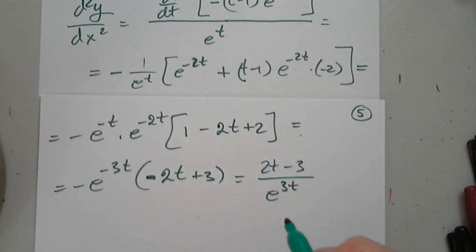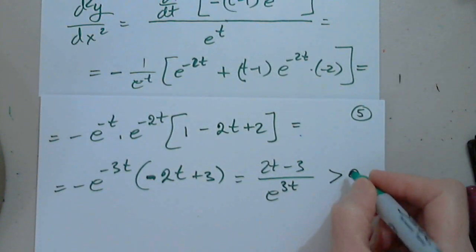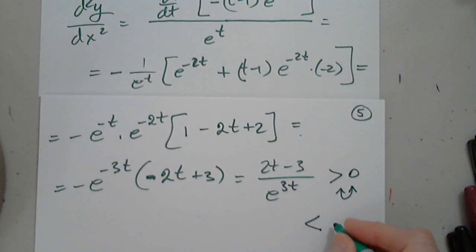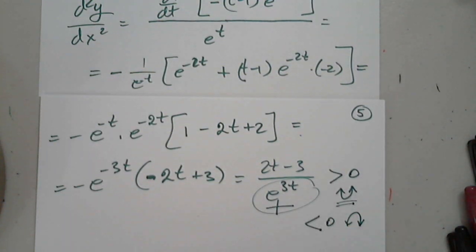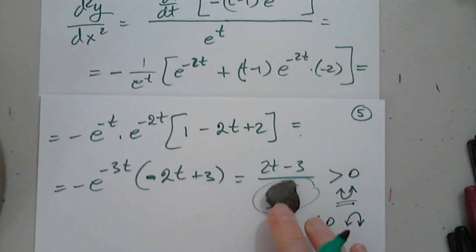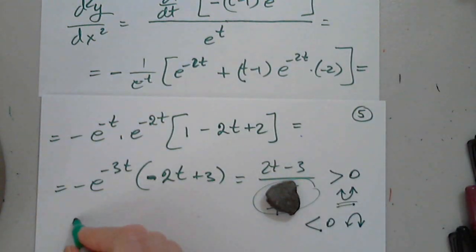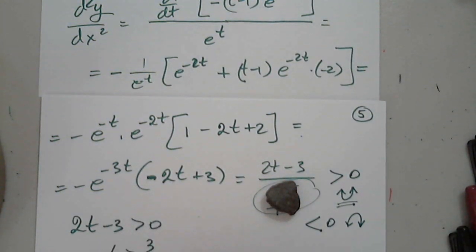Perfect. So now, if this is positive, or when it is positive, the function is concave upward. When it's negative, the function is concave downward. We are only asked to determine this. This is a quantity that is always positive. We shouldn't even look at it. So for the whole fraction to be positive, the numerator should be positive. So 2t minus 3 greater than 0 means t greater than 3/2.